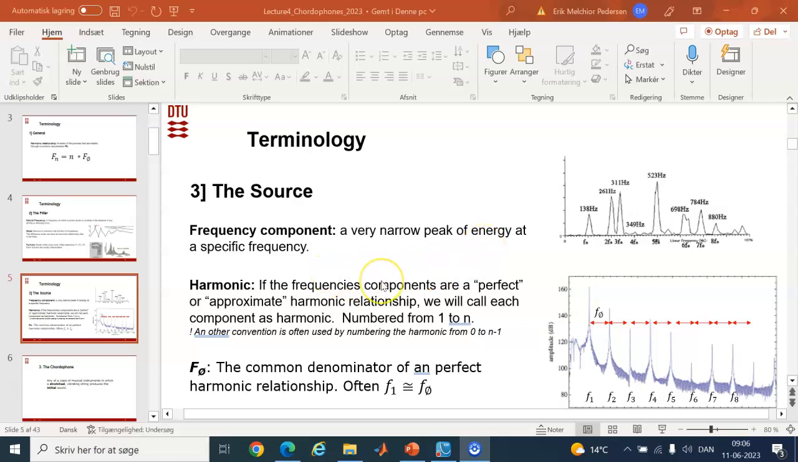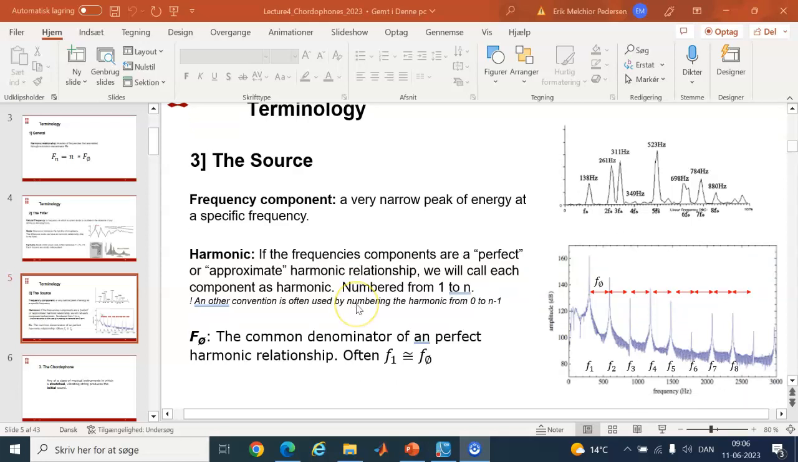Harmonic: the frequency components are in a perfect or approximate harmonic relationship. We will call each component a harmonic, numbered from 1 to n. And here, a remark: another convention is often used, numbering the harmonics from 0 to n-1. F0 is the common denominator of a perfect harmonic relationship, often we set F1 to F0. This can be a little bit confusing. The fundamental frequency can be F1 or F0. Here named F1, here F2, F3, F4, F5, F6, 7, 8. It's quite simple, and the amplitude here in decibels.